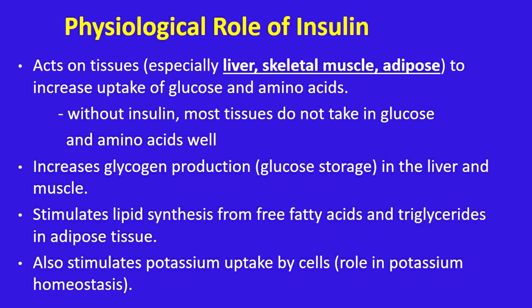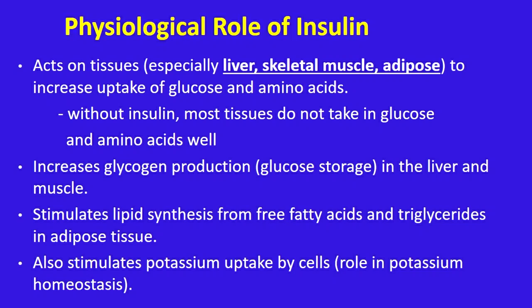Second, it increases glycogen production, in the liver and the muscle. Third, it stimulates lipid synthesis from fatty acid and triglyceride. The very last one, which we didn't mention in the previous slides, is that insulin also stimulates potassium uptake by cells. That means it also pushes the potassium back into the cells.